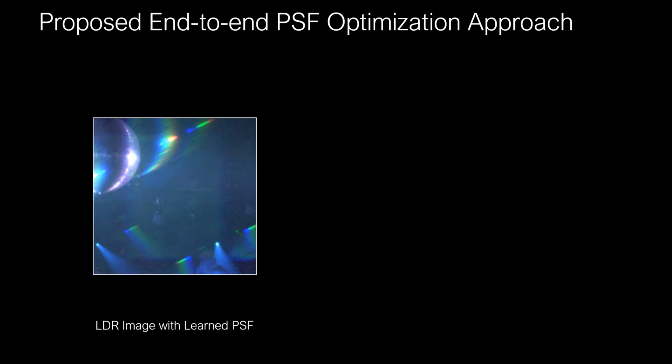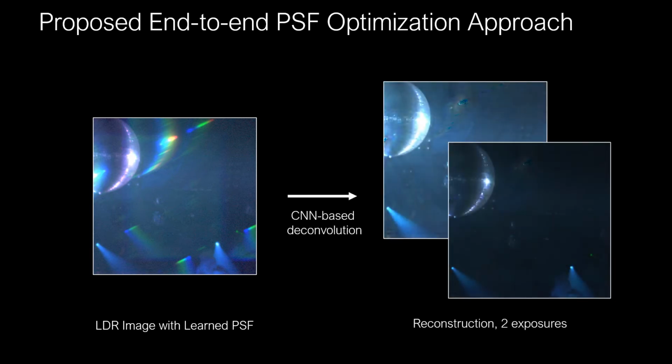In this work, we introduced the end-to-end design of optics and image processing for single-shot high dynamic range imaging. In a training phase, we learn an optical filter whose point spread function encodes high dynamic range information into a single low dynamic range exposure. Using a CNN-based reconstruction technique, our method then allows the high dynamic range image to be recovered.